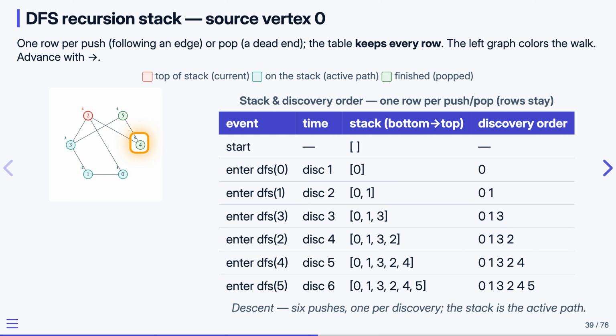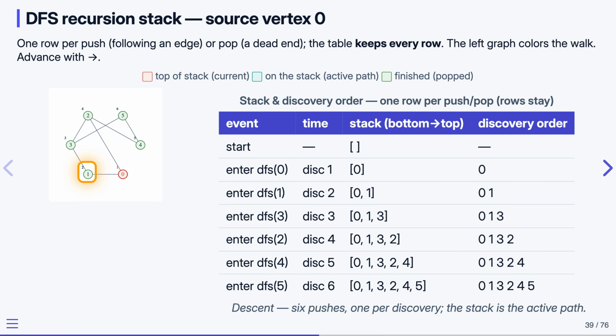4 has nothing left to visit either. It finishes with finish time 8 and pops. 2 is back on top. 2 finishes with finish time 9 and pops. 3 becomes the top of the stack. 3 finishes with finish time 10 and pops. Only 1 and 0 are left.